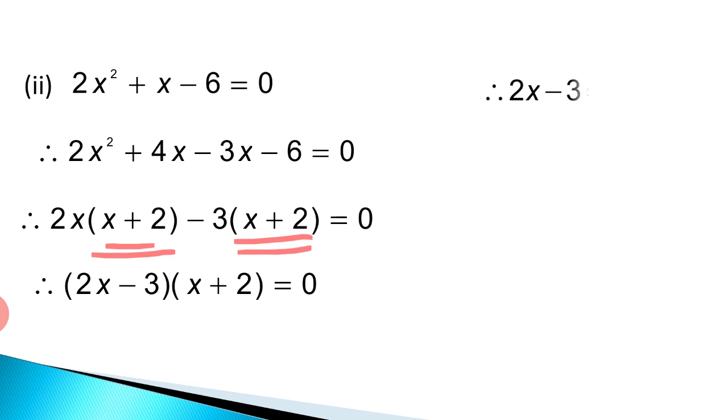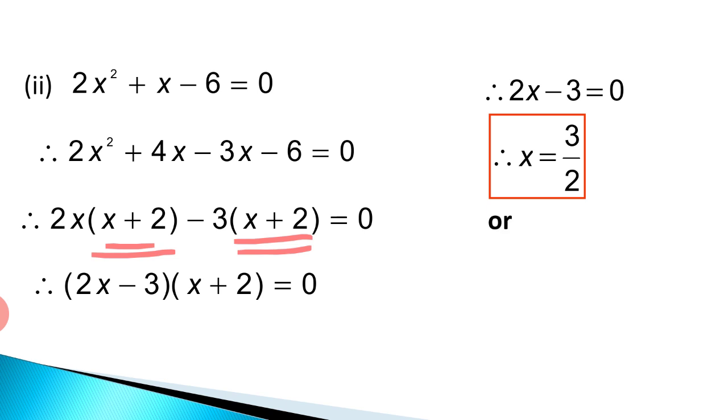Now each of them should be equated to 0 because their product is 0. So now first condition, 2x minus 3 is equal to 0. So x is equal to 3 by 2 because 2x is equal to 3. The second factor is x plus 2 is equal to 0. So x will be equal to minus 2. Is it okay? So how many roots are there? Two roots are there, 3 by 2 and minus 2.